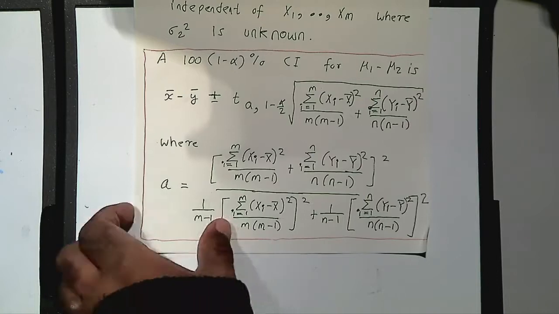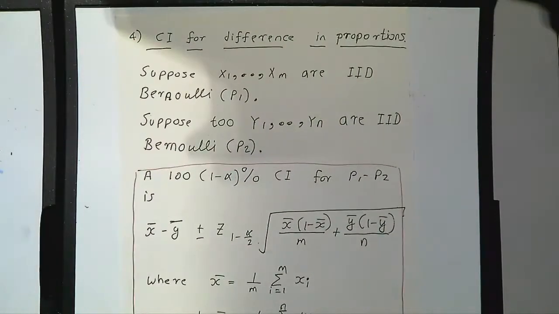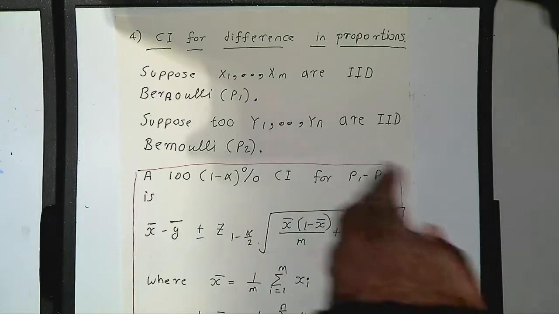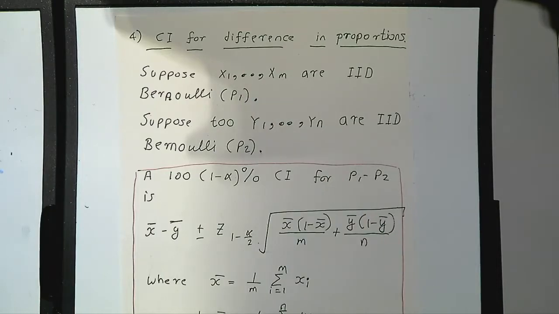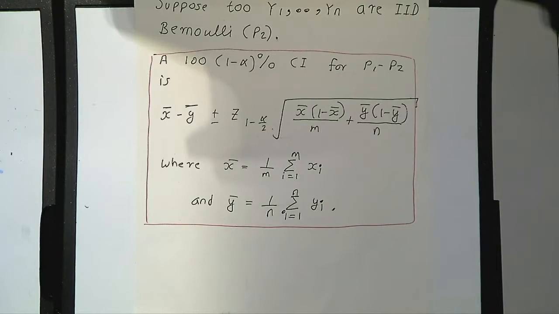Okay? And finally, this is number 4. This is the confidence interval for the difference in proportions. When you have two Bernoulli populations with parameters P1 and P2, you're looking for the confidence interval for the difference, P1 minus P2, and it's given by this formula here. As I said on Monday, you don't need to know the derivations for any of the two sample confidence intervals. But you will need to know the derivations for the one sample confidence intervals.